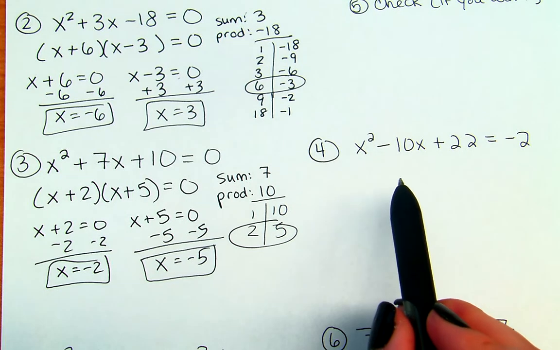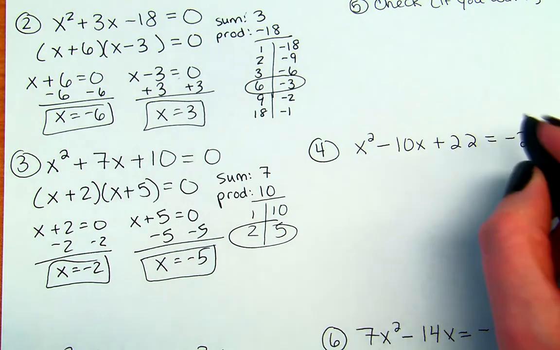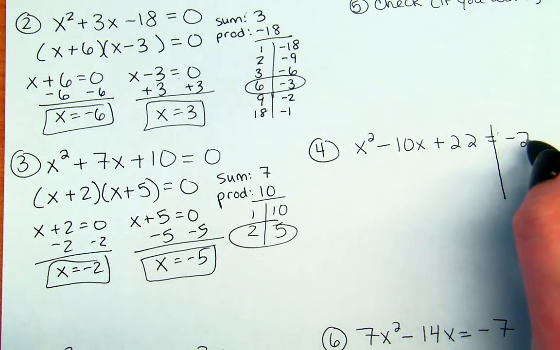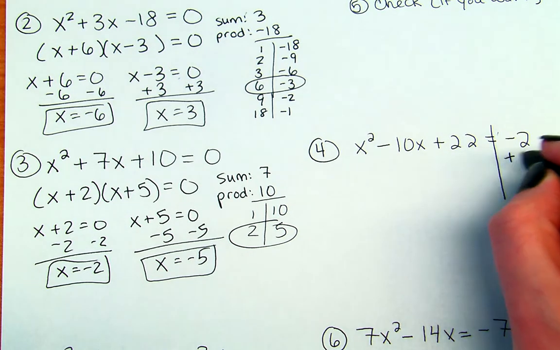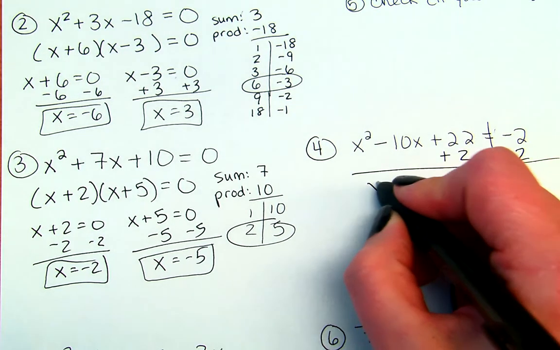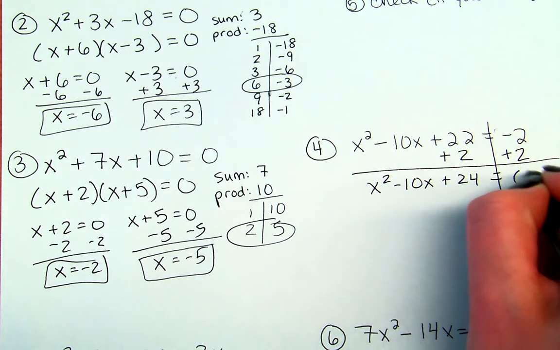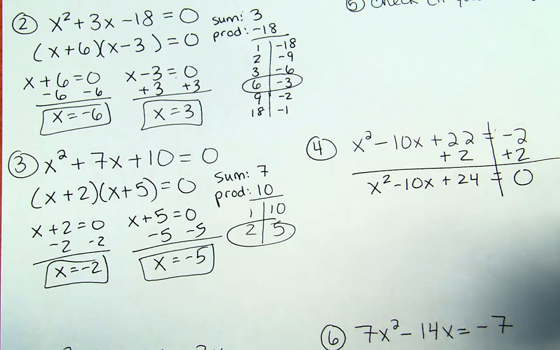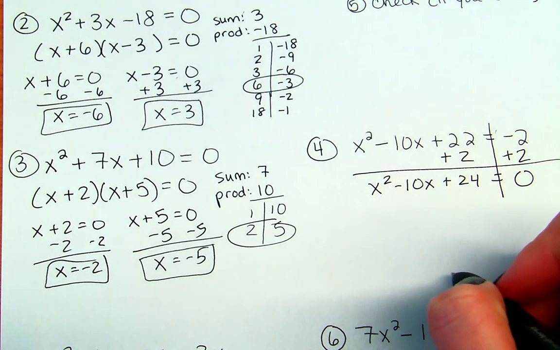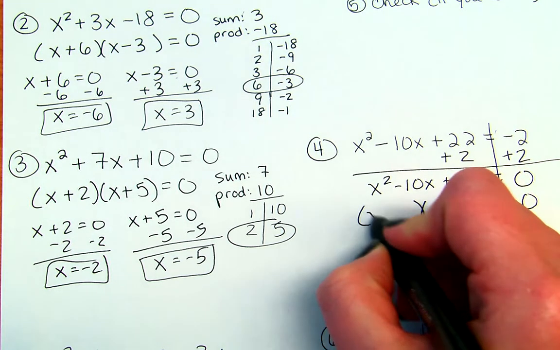If we take a look at example number 4, you'll notice we have to do the first step, which is solve for 0. So, solving the right side for 0 is going to be the easiest since I only have this negative 2, and I can get rid of it by doing the inverse, which is adding 2. So now I'll have x squared minus 10x plus 24 equals 0, and now I use the same process. So two numbers that multiply to 24 that also add to a negative 10 are going to be 6 and 4, but they both have to be negative.